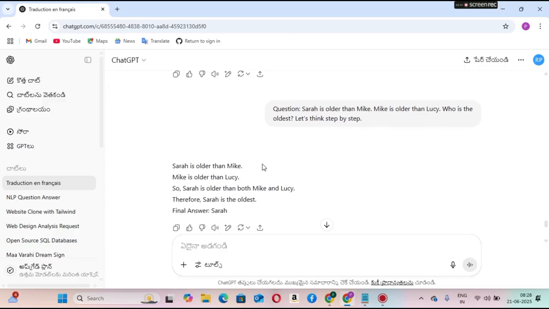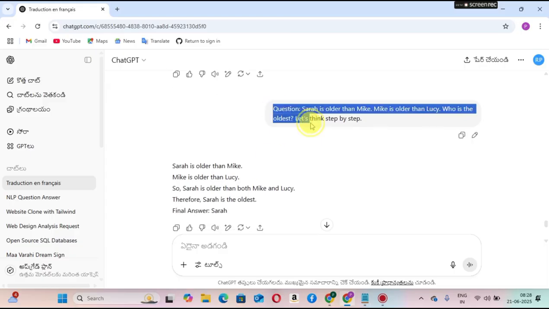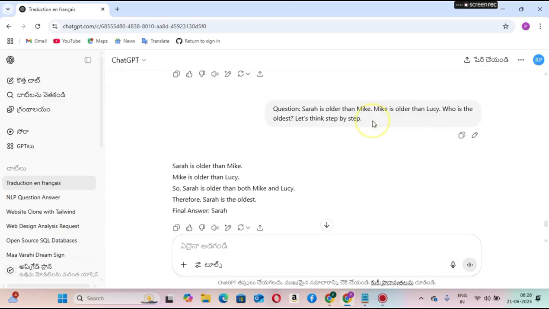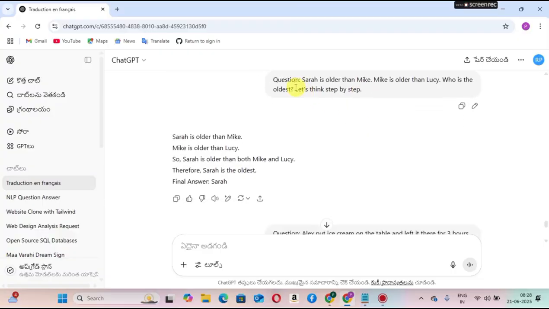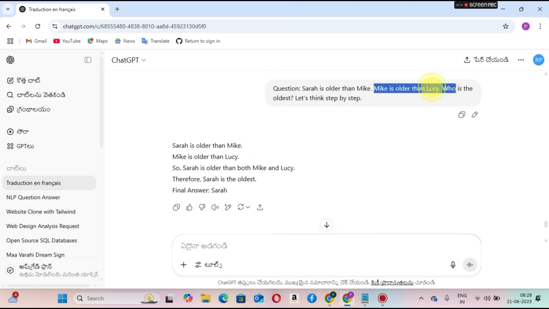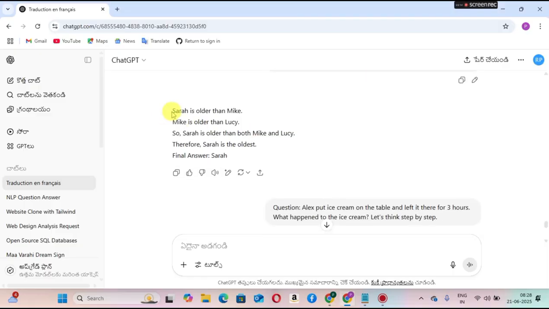So now let's try a logical puzzle using chain of thought. So these types of questions often confuse AI where there's no reasoning involved. So now let's consider a prompt question. Sarah is older than Mike. Mike is older than Lucy. So who is the eldest? Let's think step by step.